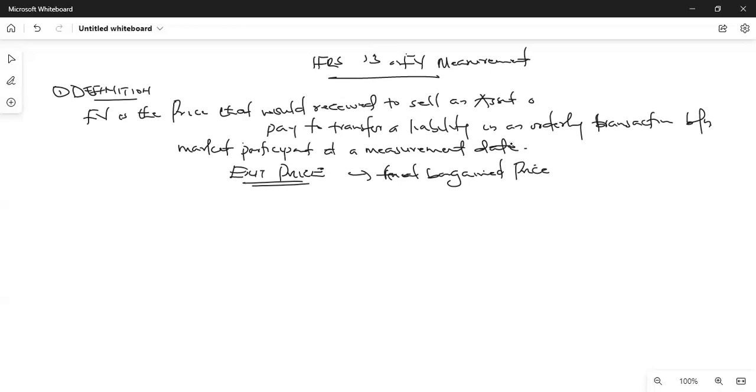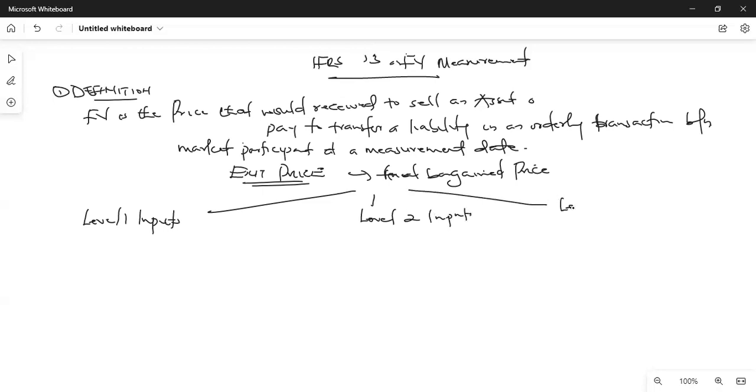So quickly, what you are supposed to go through and know is that IFRS establishes a hierarchical categorization of the input to the valuation of the fair value. The input we have level 1 input, we have level 2 input, and we have level 3.